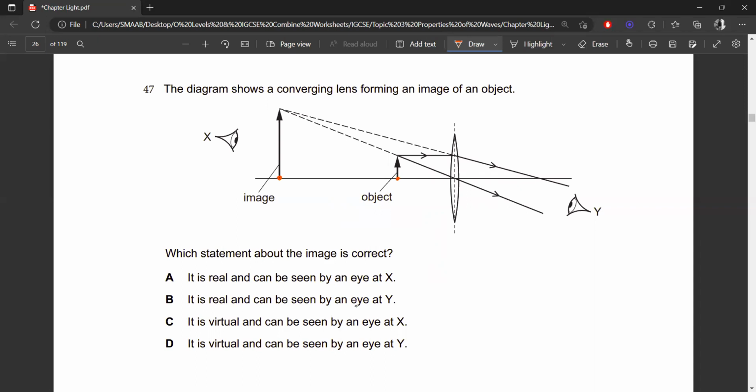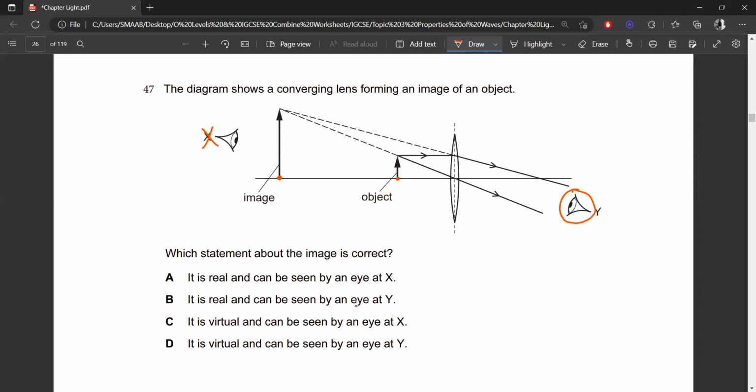Okay, so when image is virtual, it means we have to select this position, because if we observe this object through the lens, then this object will be magnified, right? So position X is not the right one because we are observing from the same side. So it means we observe the same height and the same size of the object, right?